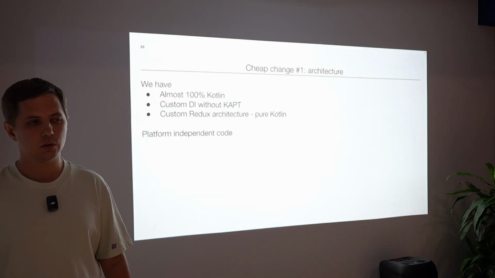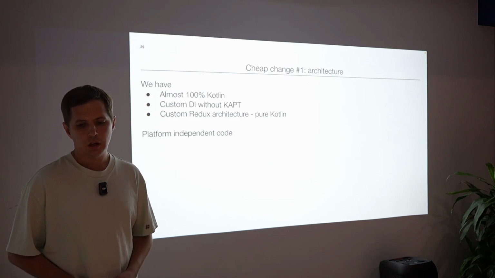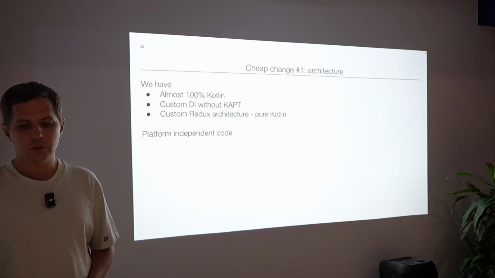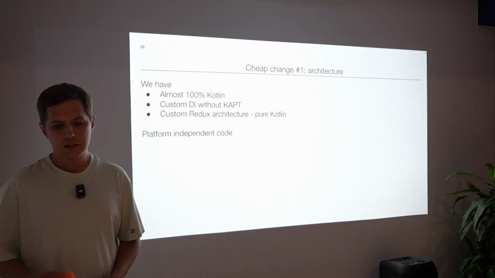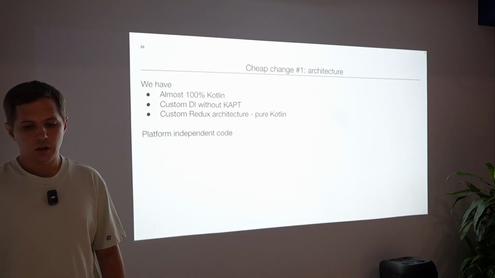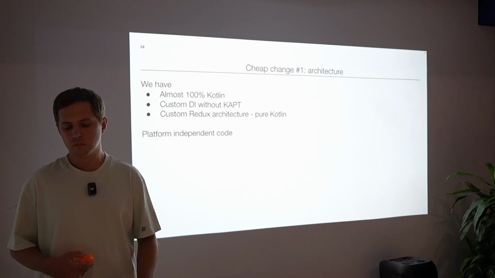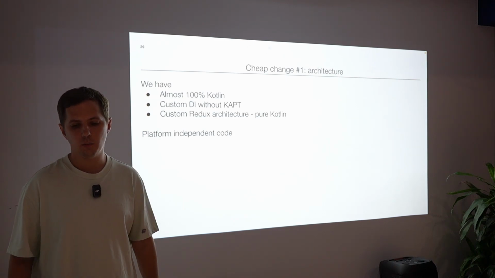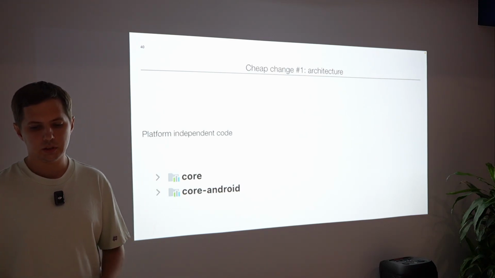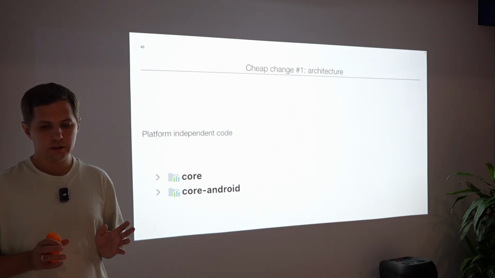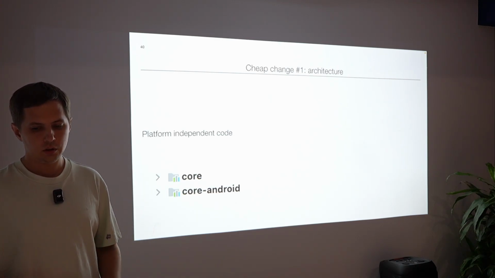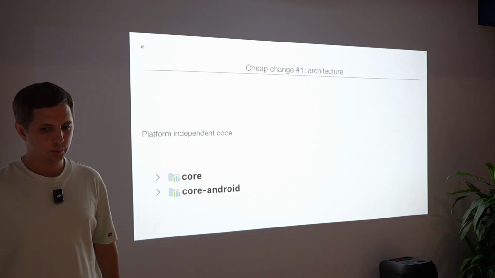First one is related to architecture. Before we started, we already had an almost 100% Kotlin code base. We have custom DI without Dagger. We have a custom Redux architecture, also pure Kotlin. And that's why my colleagues previously extracted some platform-independent code. They made core libraries and split them into two parts. The first one, core, contains all the platform-independent code, and the second one, core Android, contains code which is Android dependent.